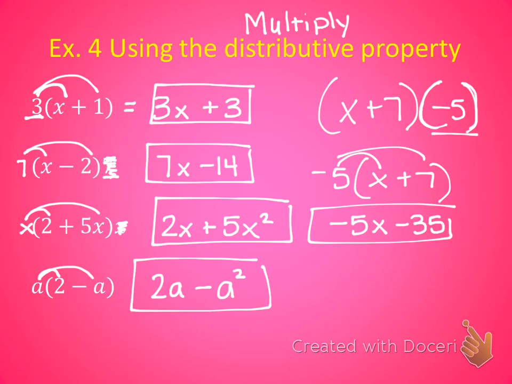Okay? So just make sure that doesn't mess you up where you go, oh, I need to subtract 7 and 5. No, that's not what that means. It means distributive property. Okay?